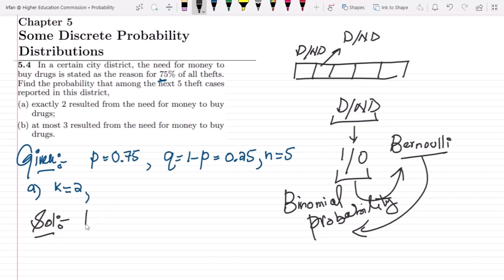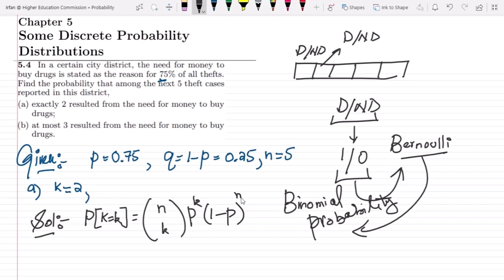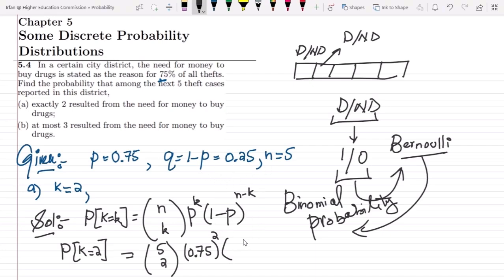And I have previously told you that to find the probability, we will have n choose k, p to the power k, and (1 - p), or q, to the power n - k. Okay, let me put all these values here for this case. So here P(k = 2): n is 5, k is 2, p is 0.75, so 0.75 squared, and 1 - p is q, basically 0.25, and 5 - 2 is 3, so cubed.